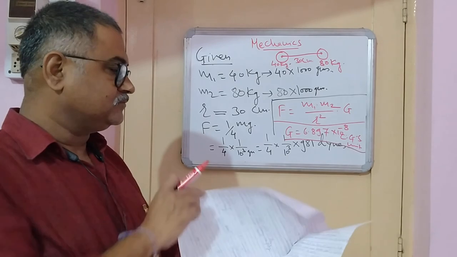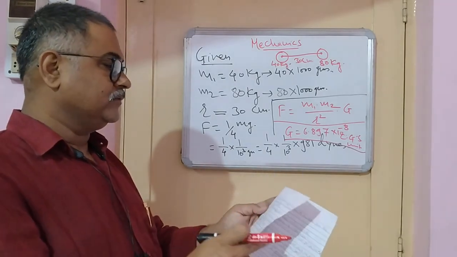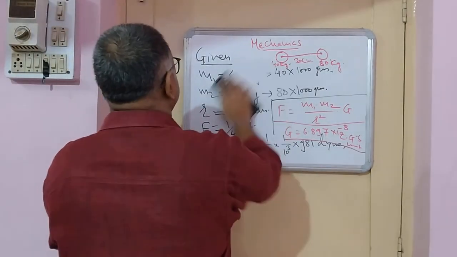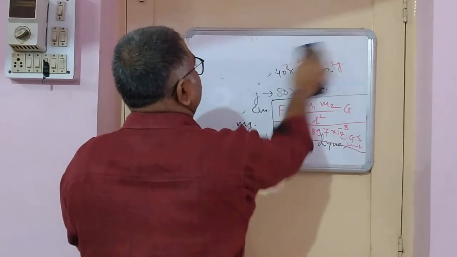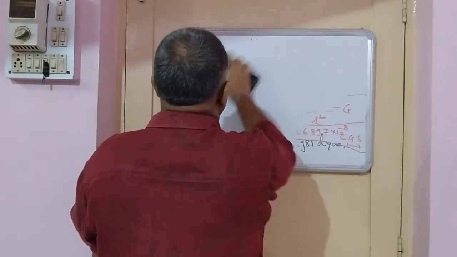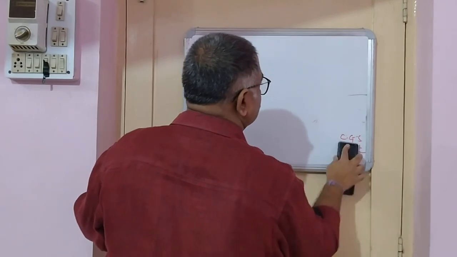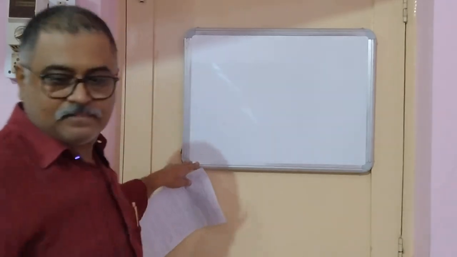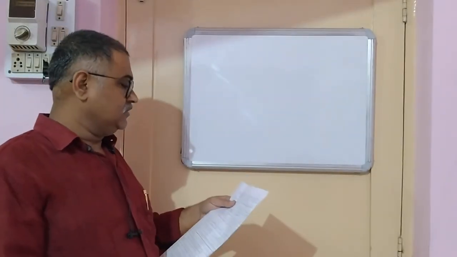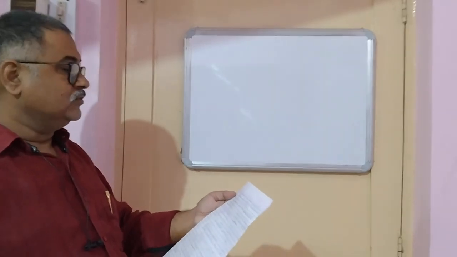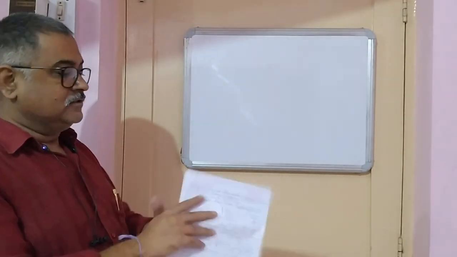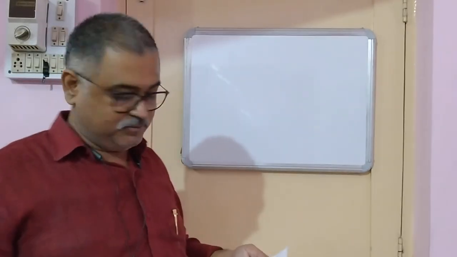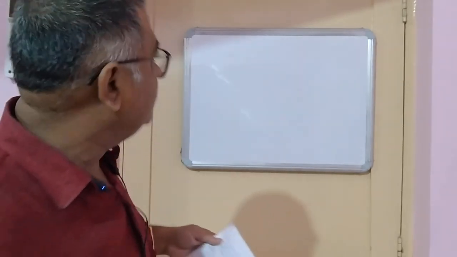See friends, we will see another one. See the problem, you can write, if you want to write, the radius of the earth. They have given the radius of the earth in this way.